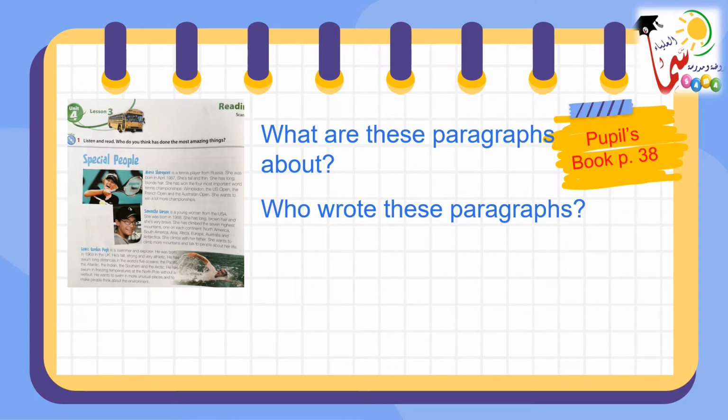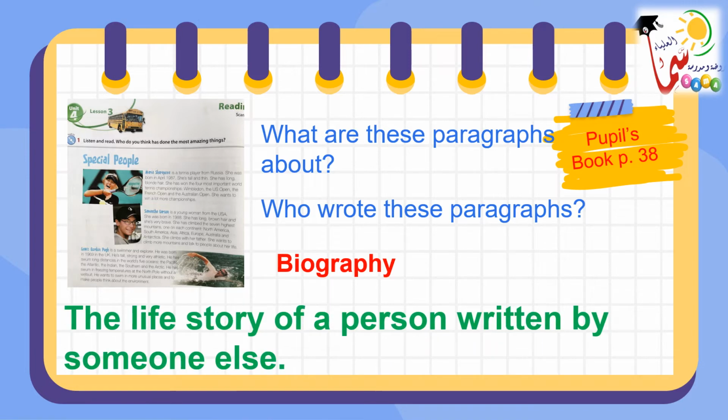Now, these paragraphs are about famous people. They talk about their lives and what they did. Who wrote these paragraphs? Someone did. So, what do we call this kind of writing? It is called a biography. A biography is the life story of a person written by someone else.